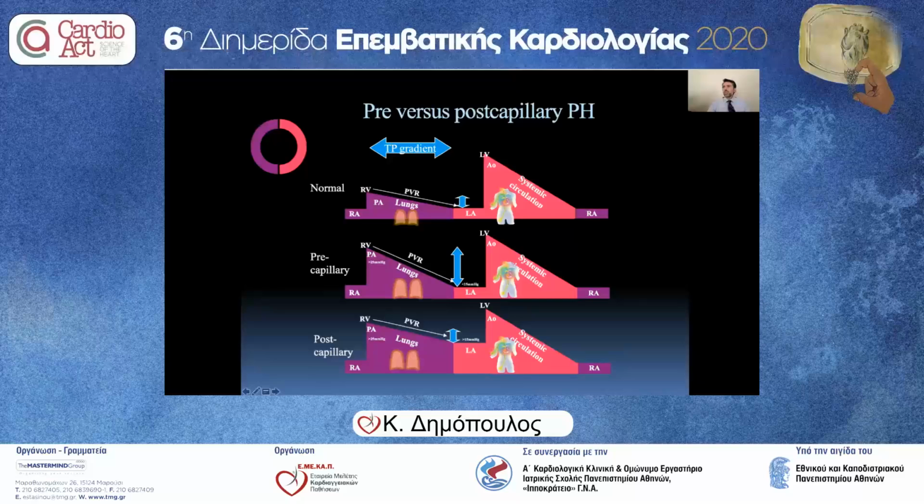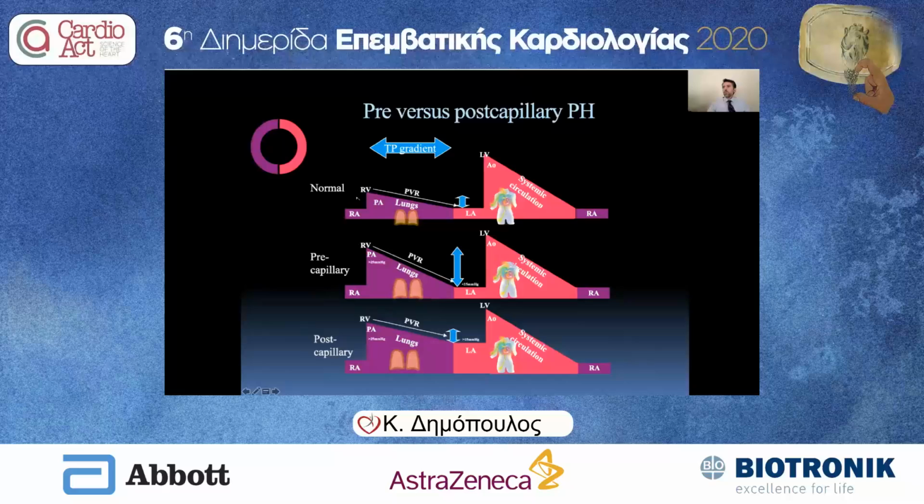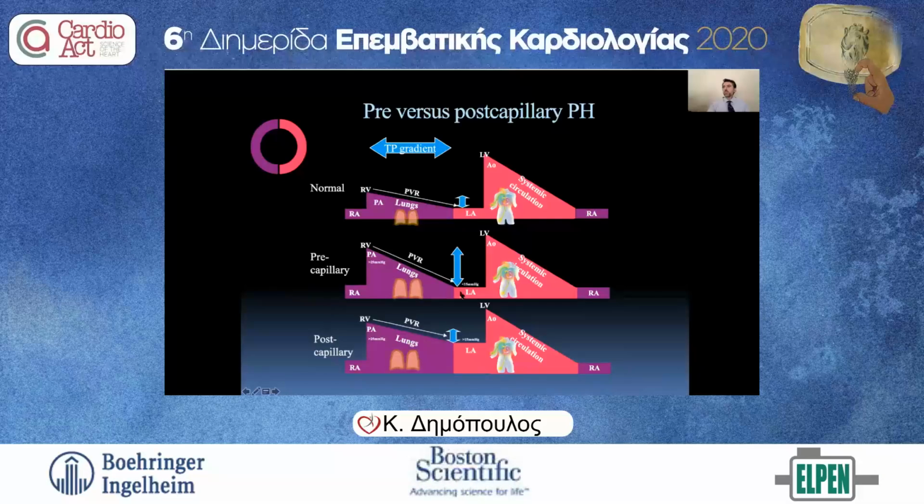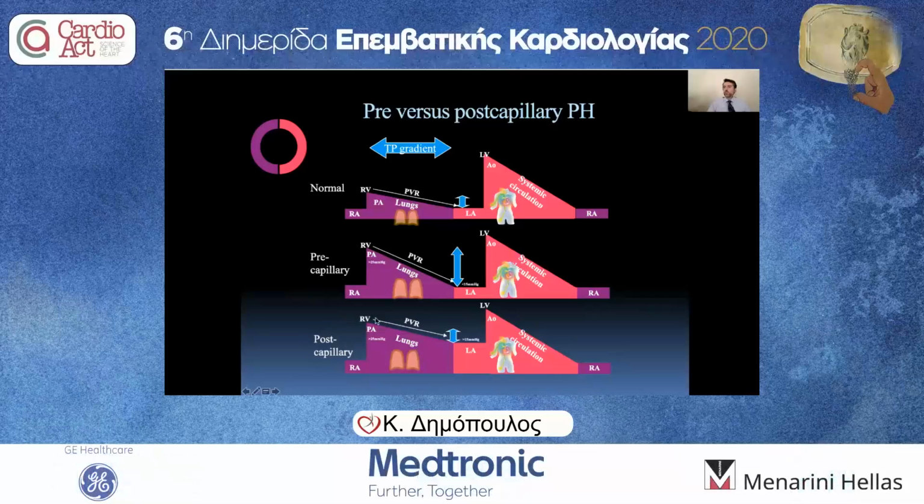Now, going back to the distinction between pre and post capillary. Simply said, from normal, where you have low pulmonary pressures and a low transpulmonary gradient in blue with low pulmonary vascular resistance, precapillary has raised PA pressures with a raised pulmonary vascular resistance, raised transpulmonary gradient, but low again left atrial pressure, so wedge or left atrial pressure. If it is postcapillary, the pressures are again high as they were in precapillary. So in postcapillary, the pressures are high, but also left atrial pressure is high and the transpulmonary gradient is low.